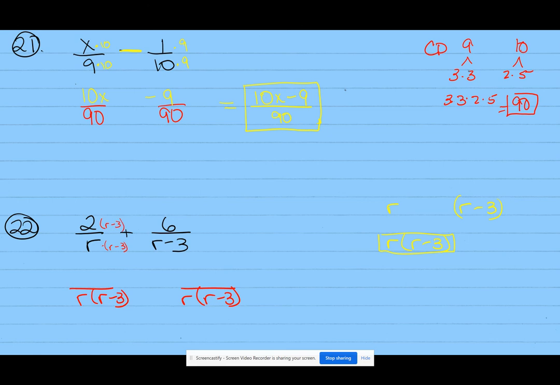Okay, so now how am I changing this first one? Got an r minus 3, multiply. The second one just got an r. And it doesn't matter where you multiply it. So that's going to give me a 2r minus 6 on top plus 6r. Let's put that together. That's going to be an 8r minus 6 on top over an r times an r minus 3. Very good.